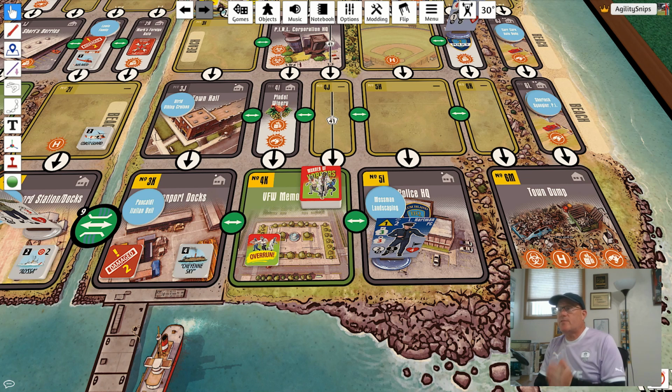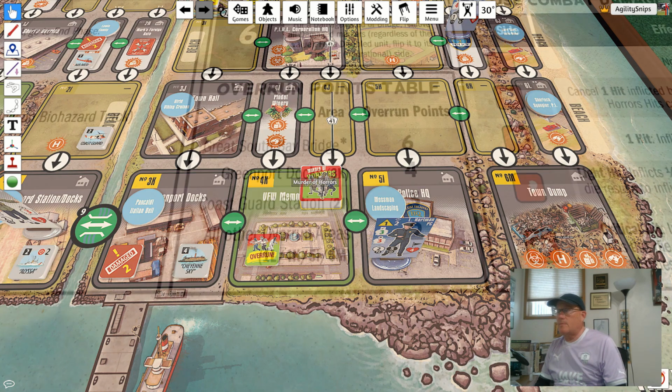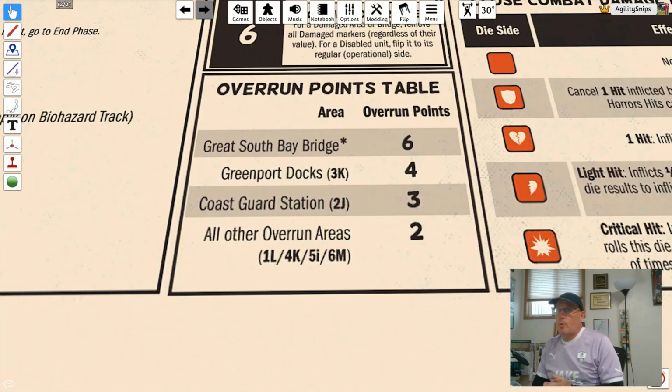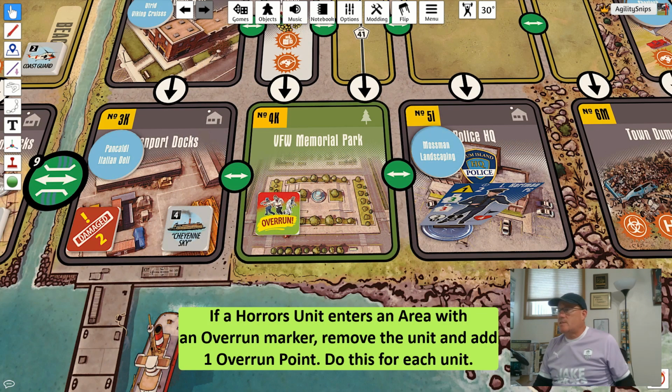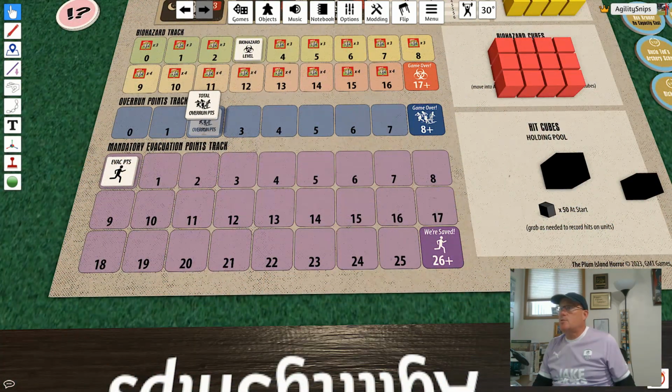And you do a couple of things. The first is that you actually remove from the game all of the Murder of Horrors, all of the horrors units that are in the area that caused the overrun. So we would simply delete these. In tabletop, we would simply delete these because they are out of the game. And then we check how many overrun points are caused by that area being overrun. So in this case, the VFW Memorial Park got overrun, so we would add 2 overrun points to the overrun points track.